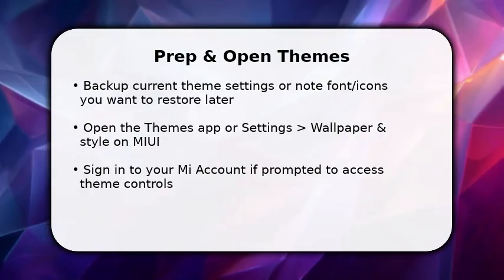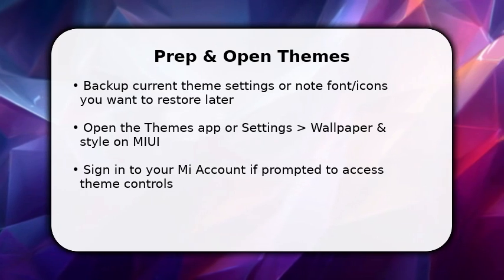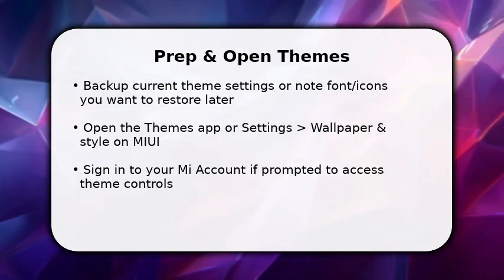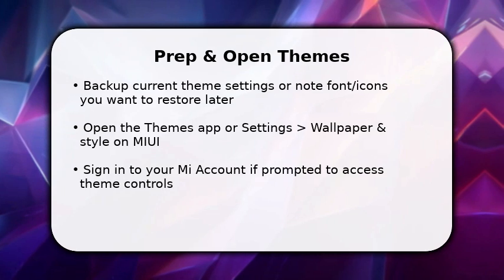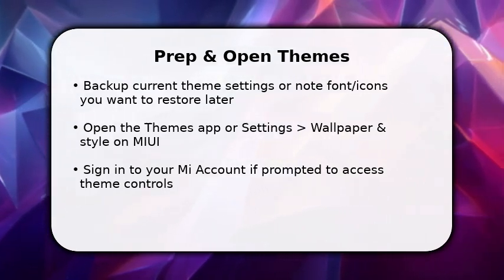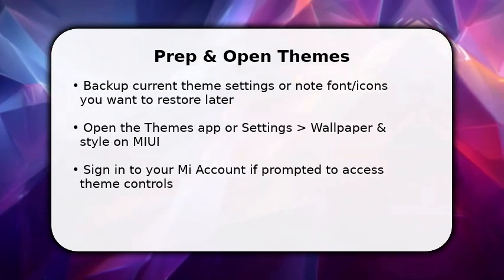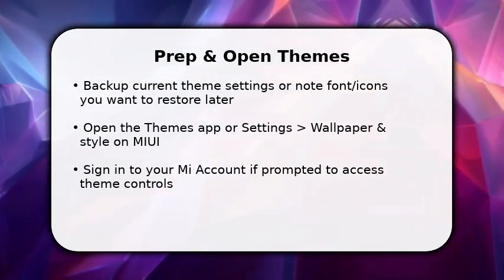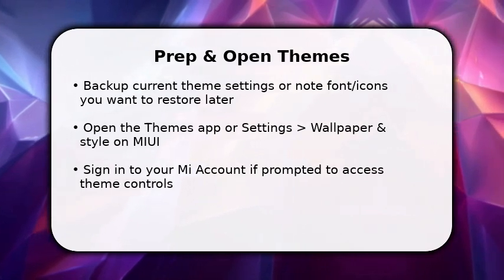You start by preparing. Back up any custom fonts, icons, or layout you may want to restore later. Once ready, open the Themes app or go to Settings, Wallpaper and Style. MIUI routes controls both places. If the phone asks, sign into your Mi account to ensure full theme options are visible.